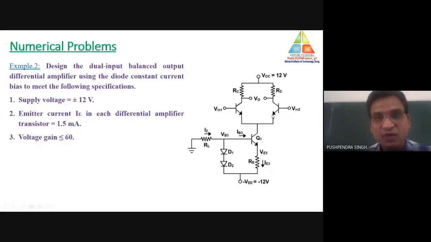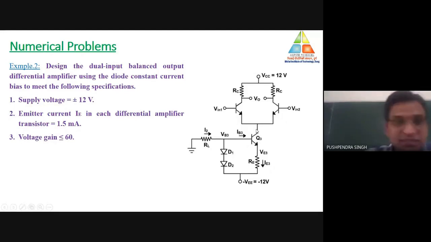Emitter current IE is given as 1.5 milliampere. Here the value of emitter current is given, which means we are talking about this particular current. That means IE1 is equal to 1.5 and IE2 is also equal to 1.5. So IC3 is IE1 plus IE2, that is 1.5 milliampere plus 1.5 milliampere, which equals 3 milliampere.